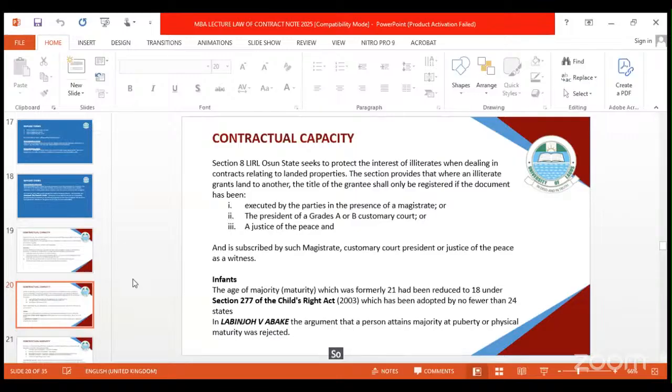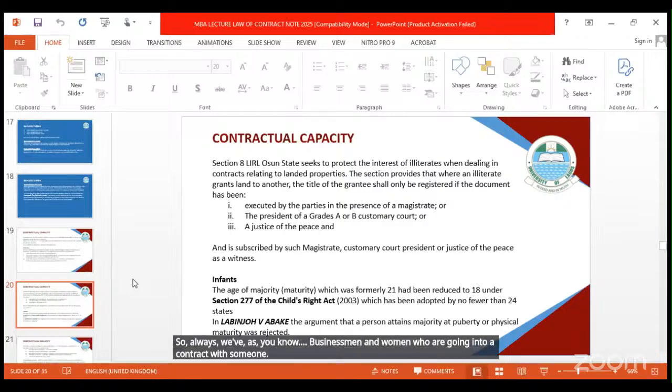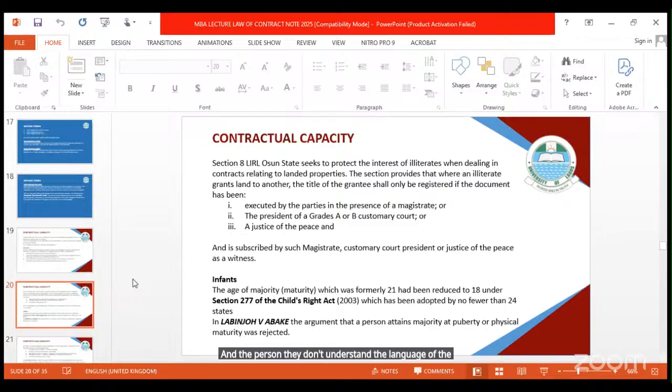So always, as businessmen and women, if you are going into a contract with someone, and the person does not understand the language of the contract, be careful. I hope you know that here in Nigeria, the language of law is the English language, not our traditional languages, unfortunately.